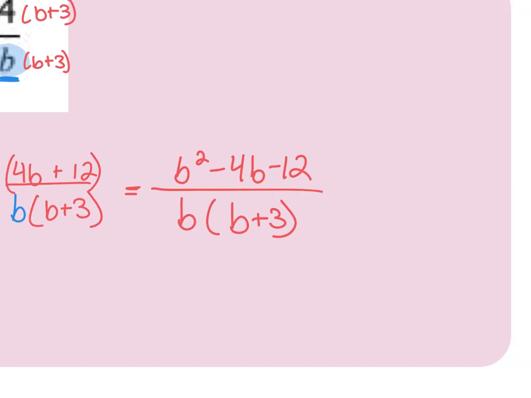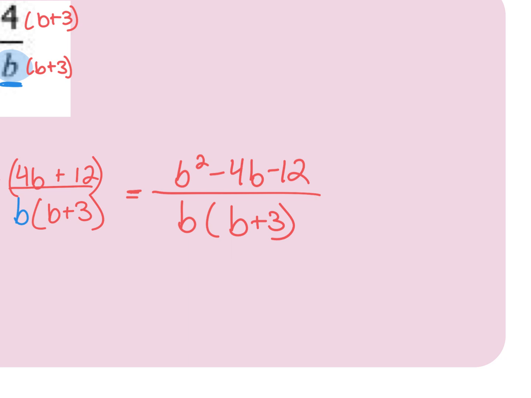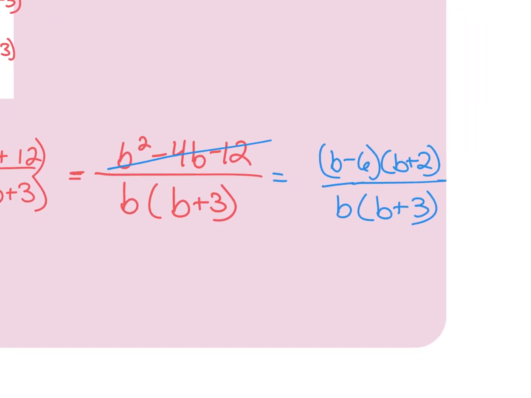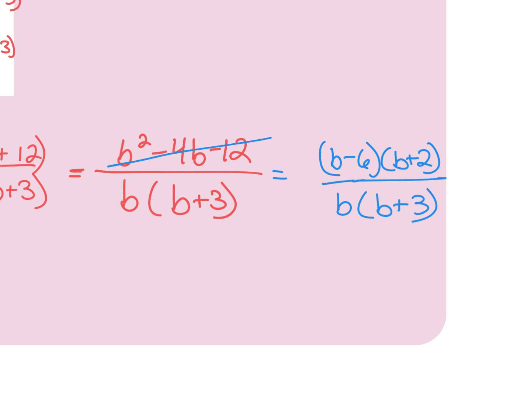We look, can we factor that numerator? And if we try the x method, yes, it's going to work. It's going to end up giving me b minus 6 and b plus 2 over b times b plus 3. Perfect. Can we simplify from there? Are any of those binomials the same? Do we have any monomials to simplify? No. So that's it. Another ugly answer, but that's part of it.